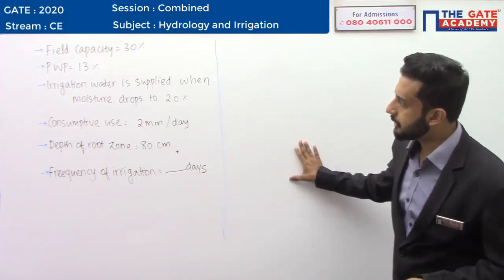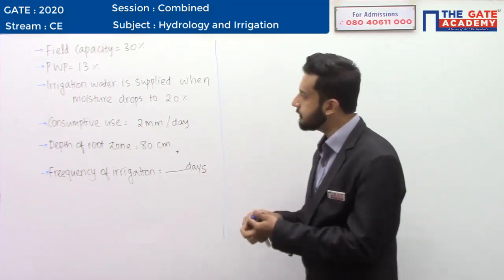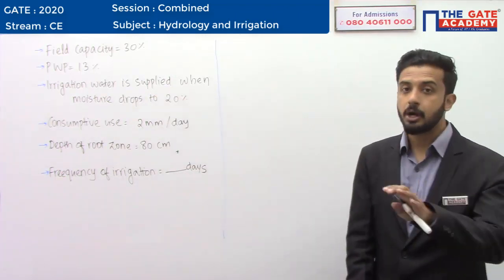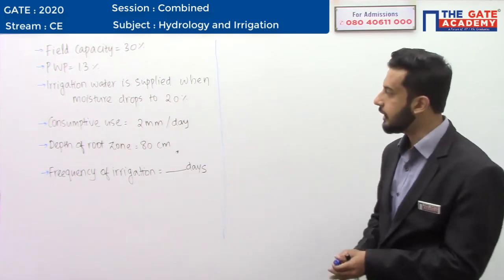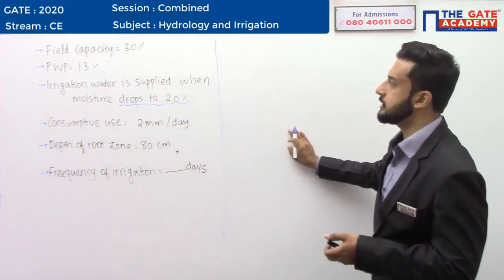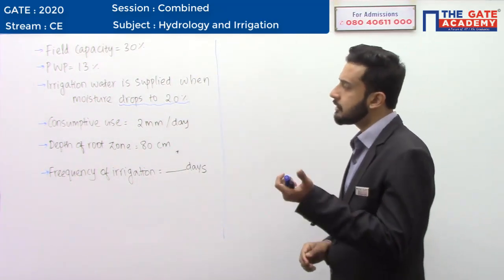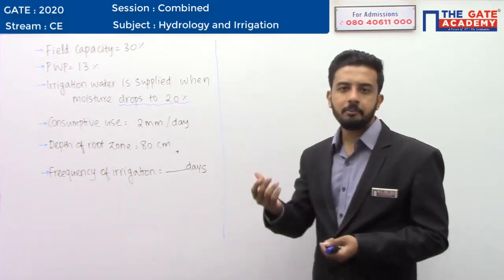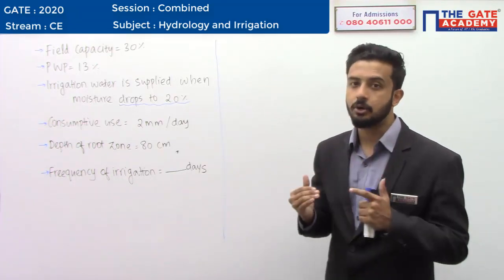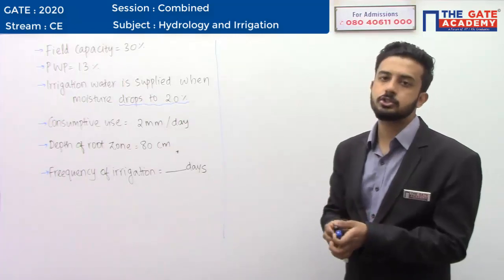Don't worry. Because according to the question wordings which they have used, the irrigation water is supplied when the moisture drops to 20%. Moisture drops to 20% means your field capacity is 30%, your permanent wilting point is 13%. We know we are going to give water whenever the moisture content is dropping and finally reaching your optimum moisture content, which means your optimum moisture content is 20%.